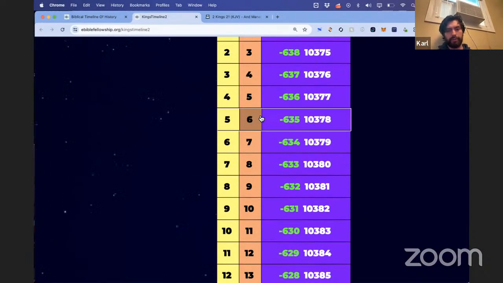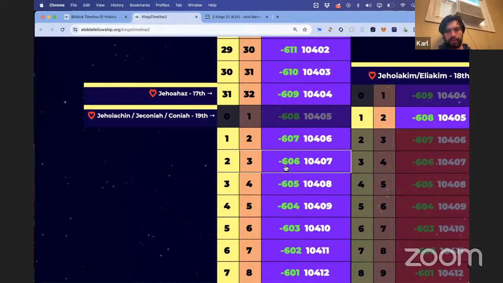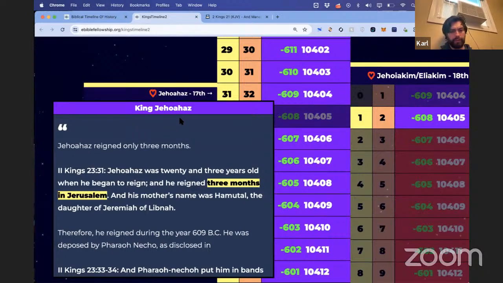And this is just interesting to point out, but I believe Josiah was, okay, he's 8 years old. Who was it? Oh, we'll get into that afterwards.